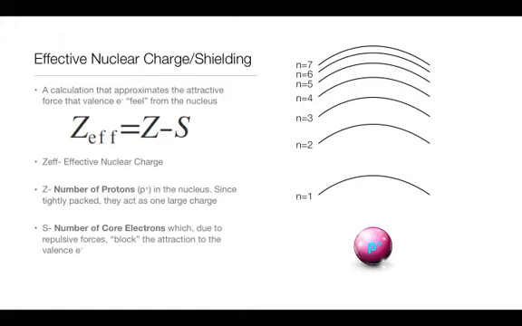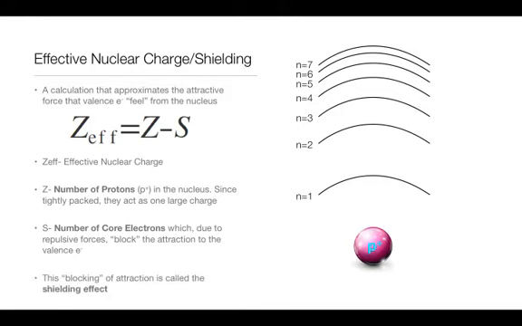S represents the number of core electrons. Since the electrons are negative, they're going to repel each other, so these core electrons are going to "block" the attraction of the valence electrons. I put that in quotes because they're not actively blocking it, but in a sense, it causes the protons in the nucleus to not have as much attractive force on the outermost electrons as if there were no electrons in between them.